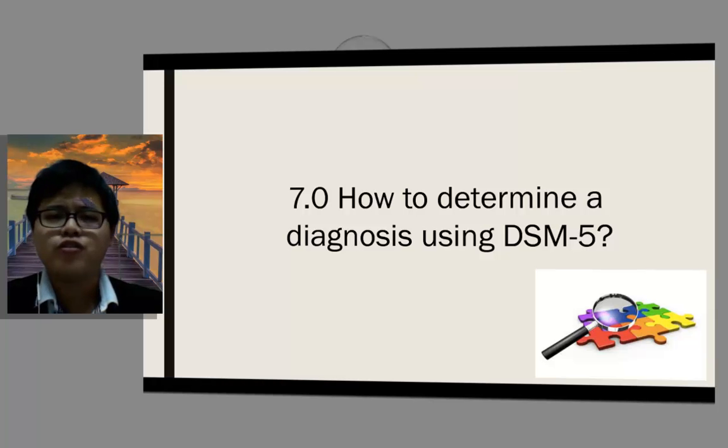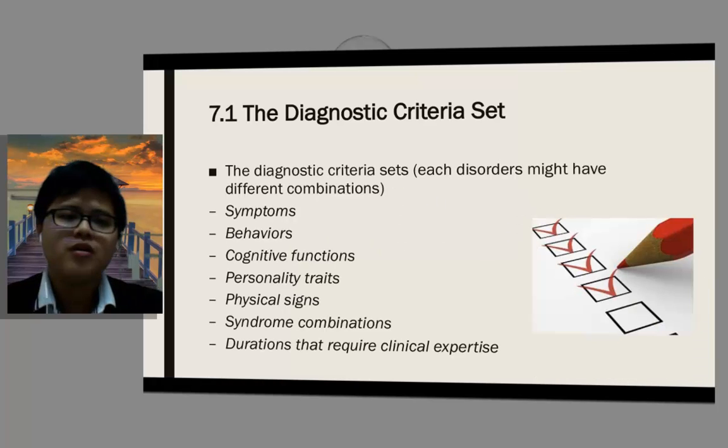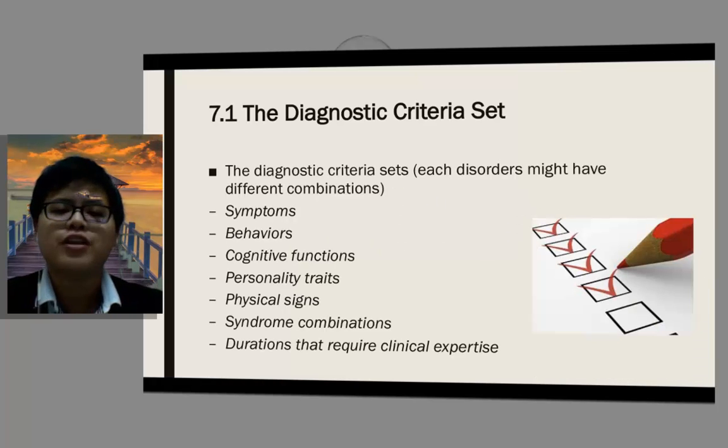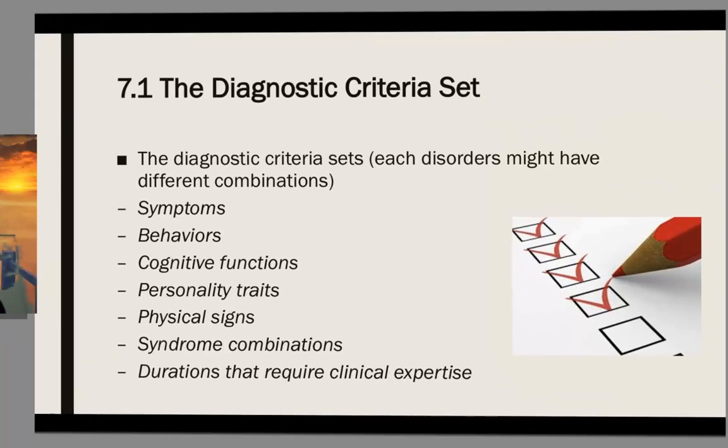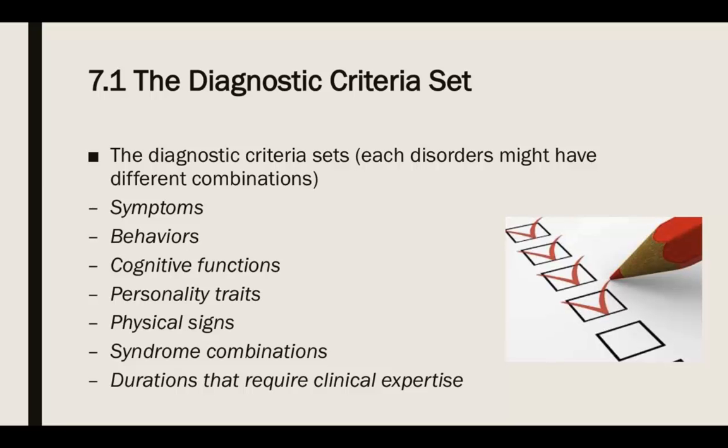Now, we have a question. How to determine a diagnosis using DSM-5? Let's look at how. First, we have to look at the diagnostic criteria set. The diagnostic criteria set, as previously mentioned, includes the information about the symptoms, behavior, cognitive functions, personality traits, physical signs, syndrome combinations, and durations that require clinical expertise to differentiate if this is really a mental disorder or is just a normal life experience due to day-to-day events or stress.